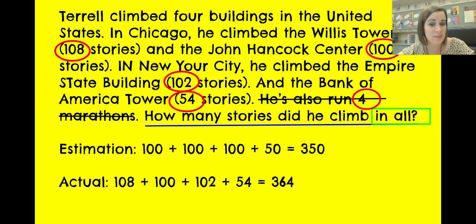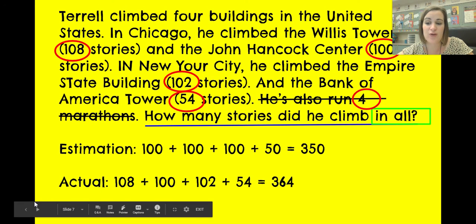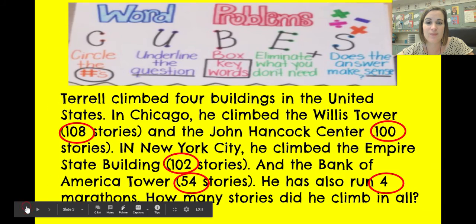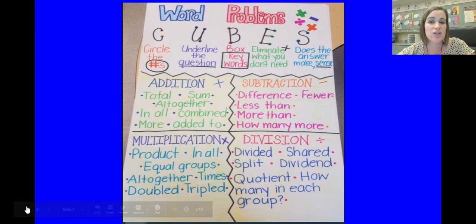So those are the steps of CUBES. We'll go back over them one more time. You're going to want to circle the numbers, underline the question, box the keywords, eliminate the things you don't need, and think, does my answer make sense? You're going to use CUBES today in your activities to answer some word problems.